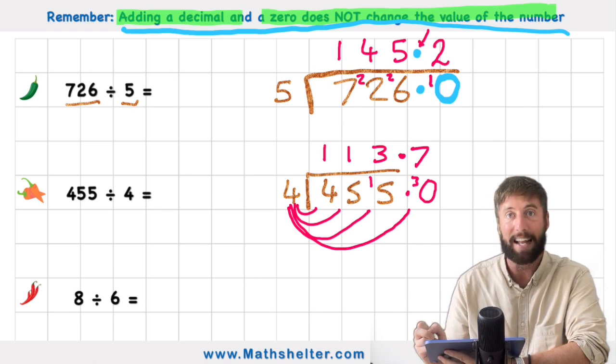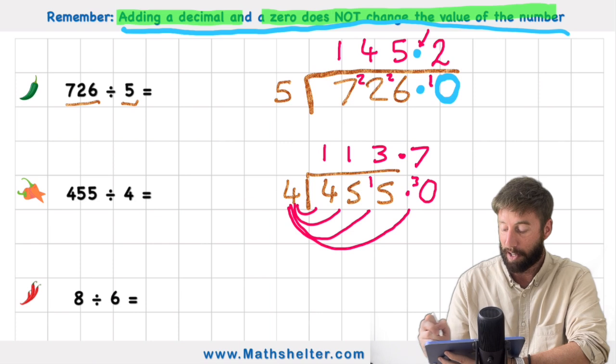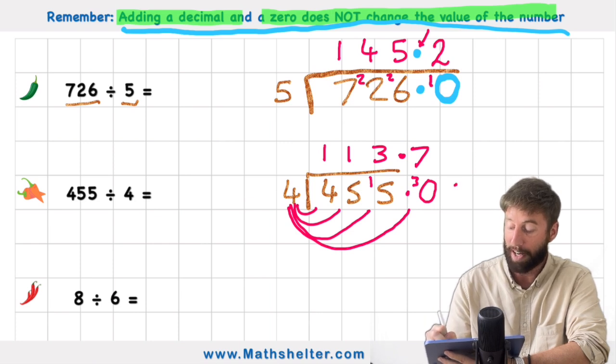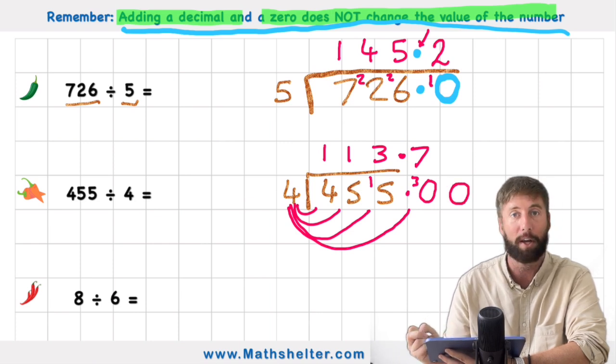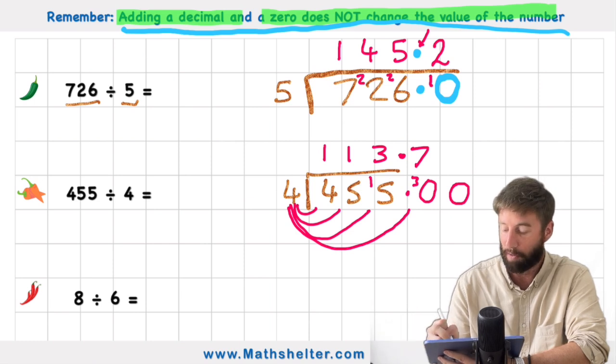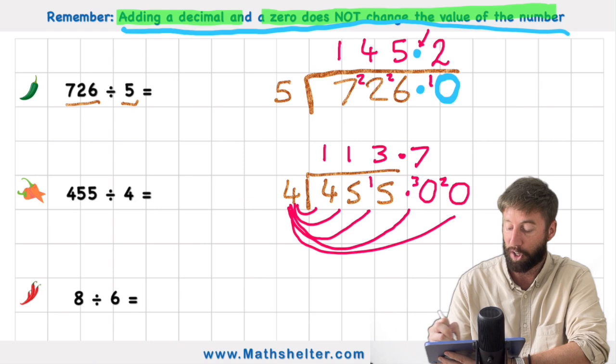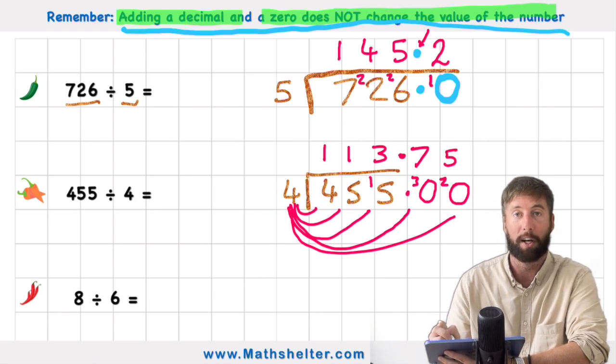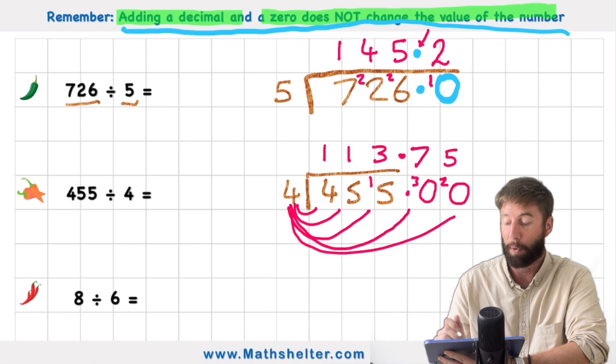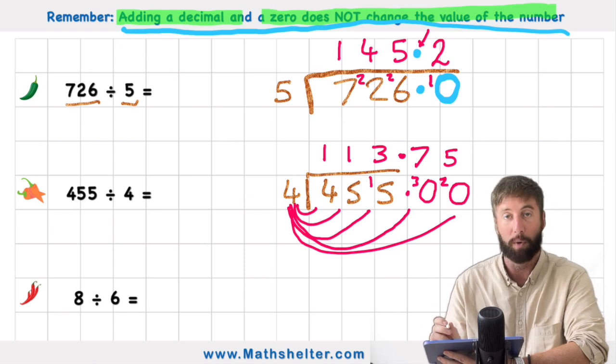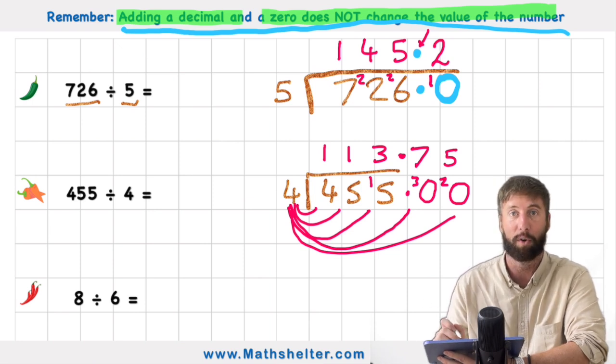But again, I had some left over. This time I had 2 left over. So I can actually add another 0 into my hundredths column. And again, that doesn't change the value, so I'm not doing anything wrong. Carrying my 2 across, leaving my last question. How many 4s are there in 20? And there are 5. So my answer is 113.75. Or in other words, 113 and 75 hundredths.